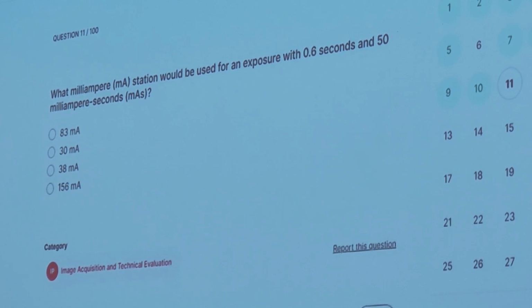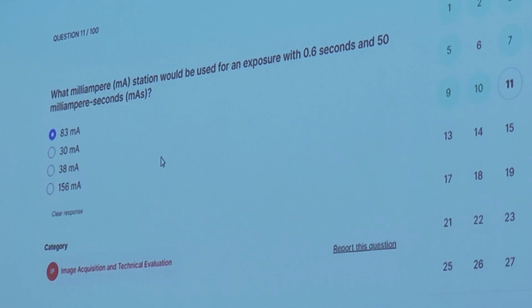All right, Mansi. We've got a mass question here. Speak a bit louder. Read it for the whole class. What milliampere station would be used for an exposure with 0.6 seconds and 50 milliampere seconds? Good. So don't let the words confuse you. What are we trying to do? Do we have mass? No. We have seconds. So 50 divided by 0.6. 83.3. Very good. Why is it divided?